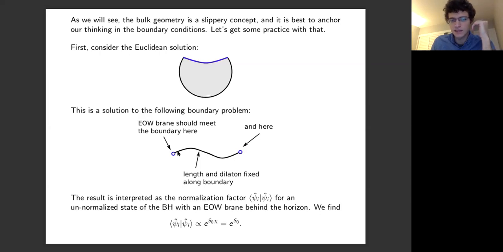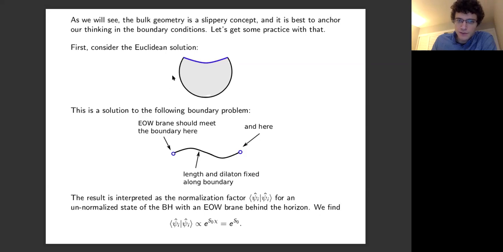We put the state here and evolve it beta over 2 to this point. And we put the same state here and evolve it beta over 2 to this point. So the whole thing is computing the inner product of some state with itself, where that state is defined by starting with a particular state and evolving for Euclidean time beta over 2.